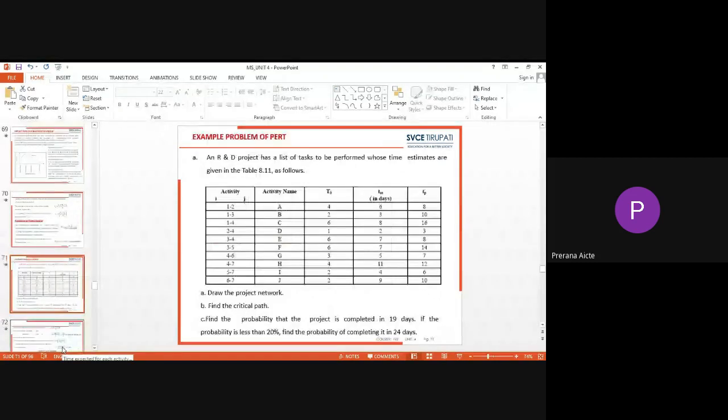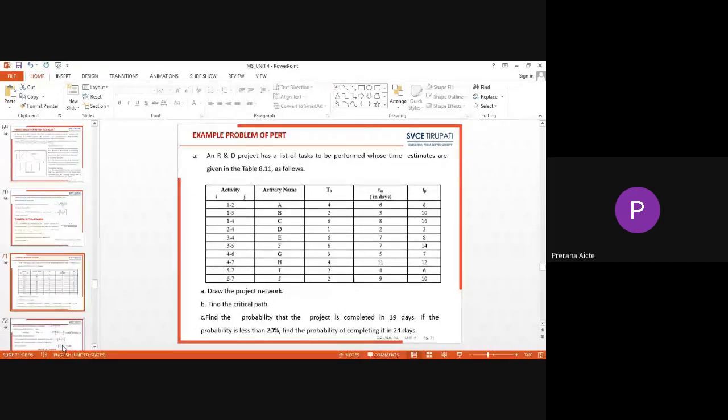Coming to this example, let us see an example problem for the PERT. In PERT, the given example says that an R&D project has a list of tasks to be performed and whose time estimates are given in the following table.